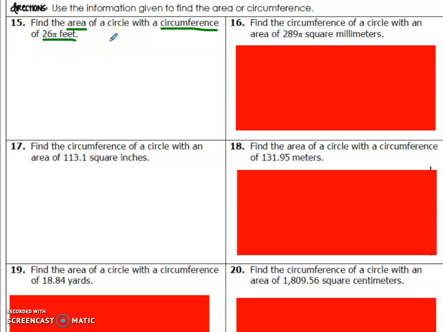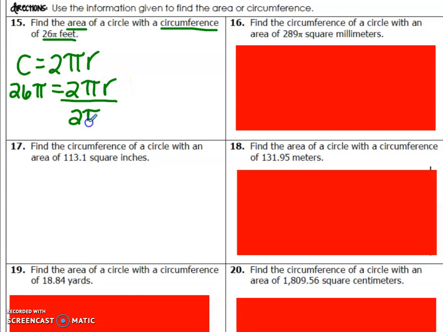So let me use my formula for circumference, 2 pi r. Let's substitute what we know. Circumference, 26 pi will go on the left, equals 2 pi r. So let's solve for r. We're going to divide by 2 pi. Now a lot of things are going to cancel. Pi's cancel, 2's cancel, and this pi will cancel. So half of 26 is going to be 13. So you know your radius is going to be 13.